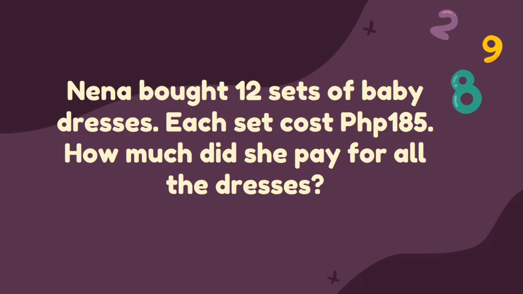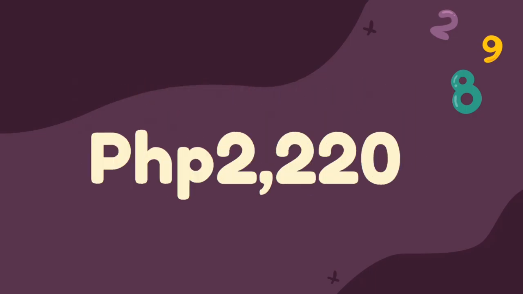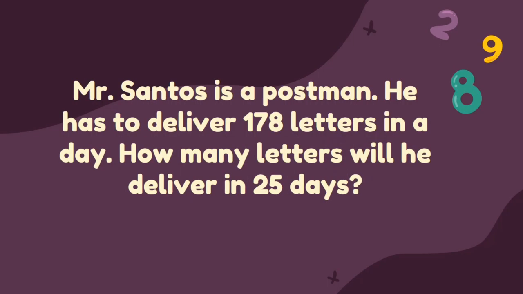Nana bought 12 sets of baby dresses. Each set cost 185 pesos. How much did she pay for all the dresses? The answer is 2,220 pesos.